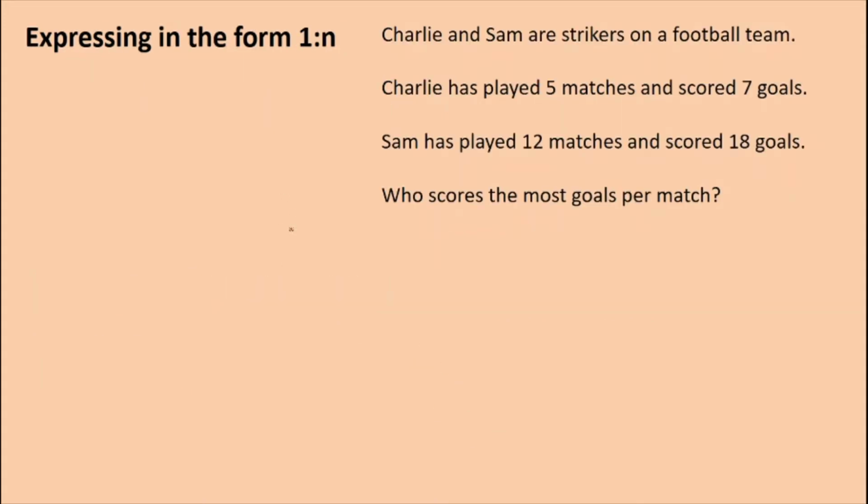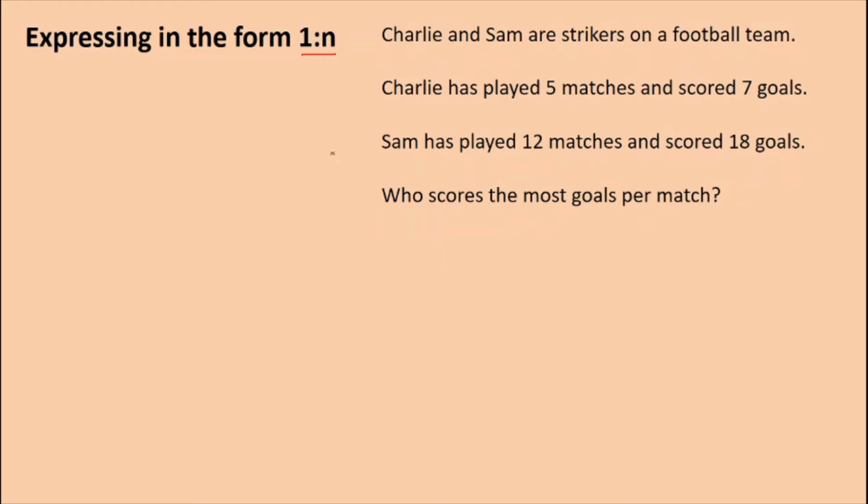For example, Charlie and Sam are strikers on a football team. Charlie has played 5 matches and scored 7 times, whilst Sam has played 12 matches and scored 18 times. Who scores the most goals per match? This is a sort of question that may well ask you to express your answers using the form 1 to n.